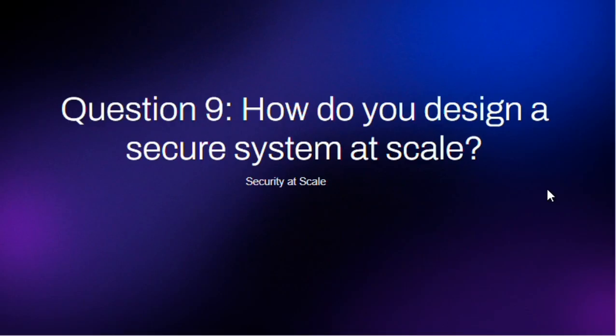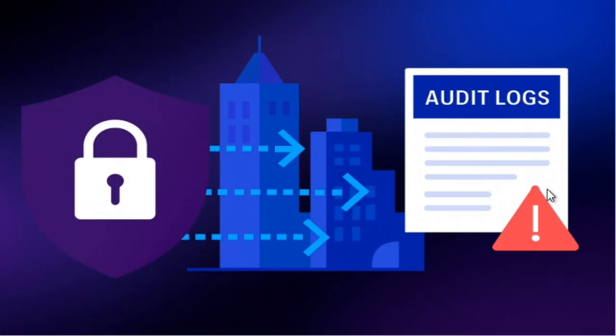Question 9. How do you design a secure system at scale? Security requires defense in depth. Encrypt data at rest and in transit, enforce role-based access control, and segment the network to isolate critical components, including auditing, monitoring, and anomaly detection for suspicious activity. Automate security checks in the CI/CD pipeline and regularly patch dependencies.